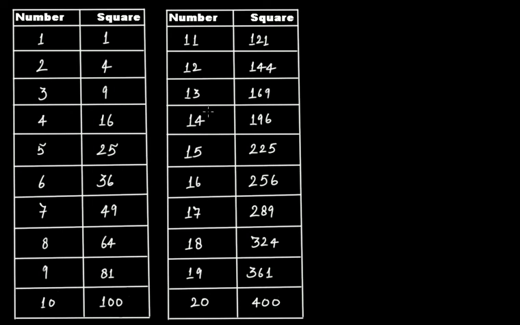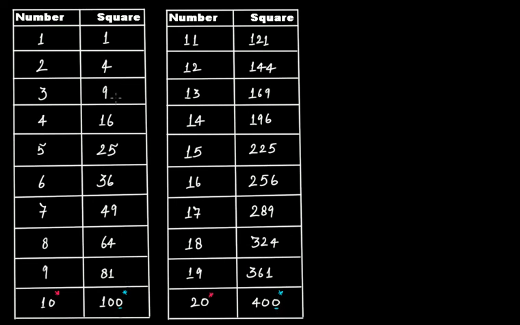Now we have two tables here, and each of these tables has two columns. In the first column we have numbers, and in the second column we have their square numbers. If you look at these two numbers, 10 and 20, they have one thing in common: they end in 0, that is, they have 0 at their units places. Their perfect squares, 100 and 400, both also end in 0.